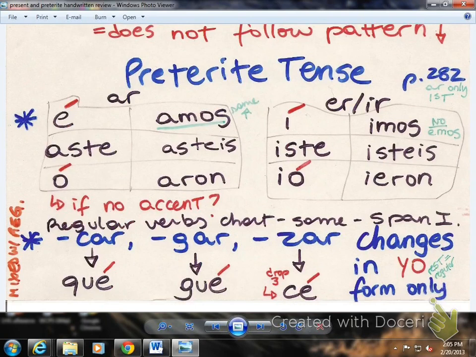And the nosotros form is amos. Yes, it happens to be the same amos that we have up here. So how will you be able to tell the difference if that amos is attached to the end of a verb? How will you know if it's present tense or preterite tense?